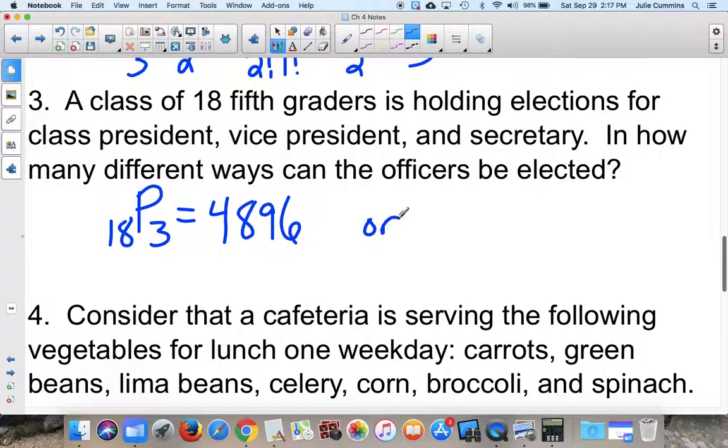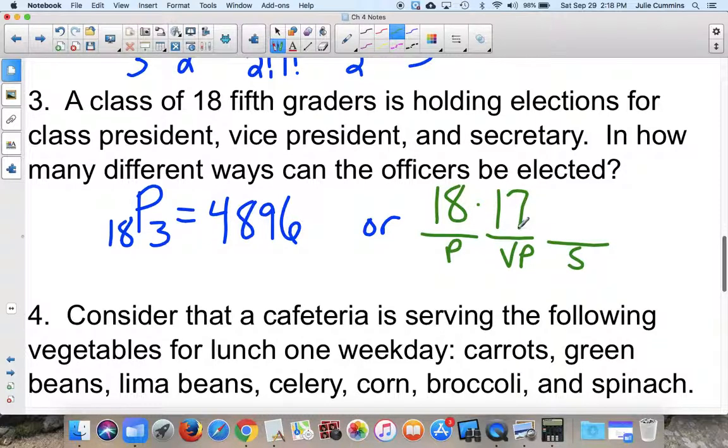The other way you can think about it is filling the slots, okay? This is president, vice president, and secretary. So if we pick president first, we have 18 people to choose from. And then we pick vice president. Well, we can't pick the person we already picked for president, so now there's only 17 to choose from. And then for secretary, there's only 16 left to choose from. This filling slots method only works for permutations, okay? But it is another way to think about it. It's going to get you the same answer.